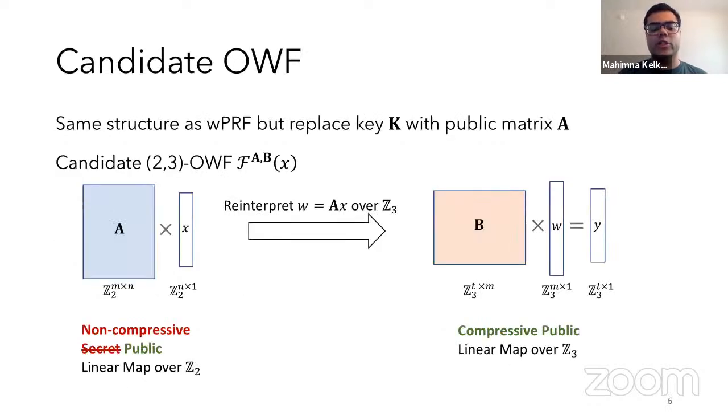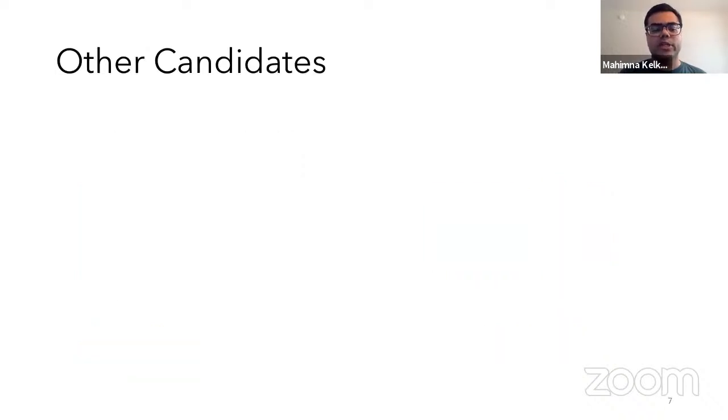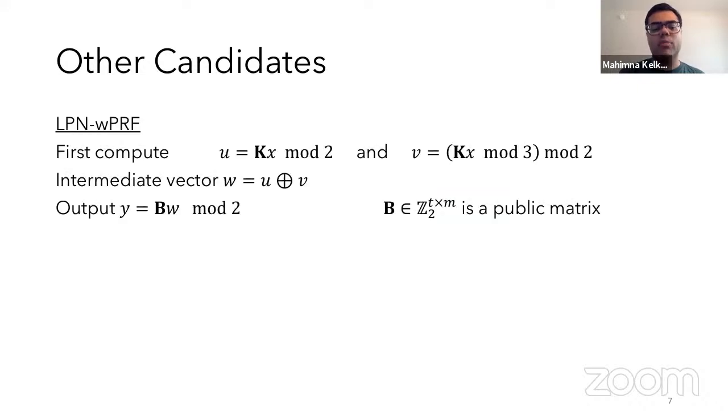So our candidate 2-3 one-way function, which is what I'll first introduce, follows the same structure as the 2-3 weak PRF, except now the key is replaced by a public matrix A. So now you have a public linear mapping over Z2 using A, and then a public linear mapping over Z3 that uses B. So it's basically a similar structure as the 2-3 weak PRF. And I won't talk about cryptanalysis in this talk, but I'll mention that we found an interesting attack based on reduction to subset sum, which influenced our parameter choice. I'll also very briefly mention our other candidates. So we provide an LPN-style weak PRF where the input and output are over Z2.